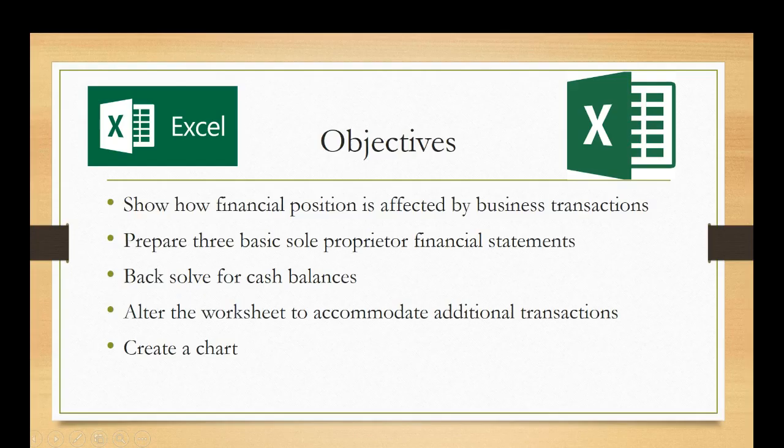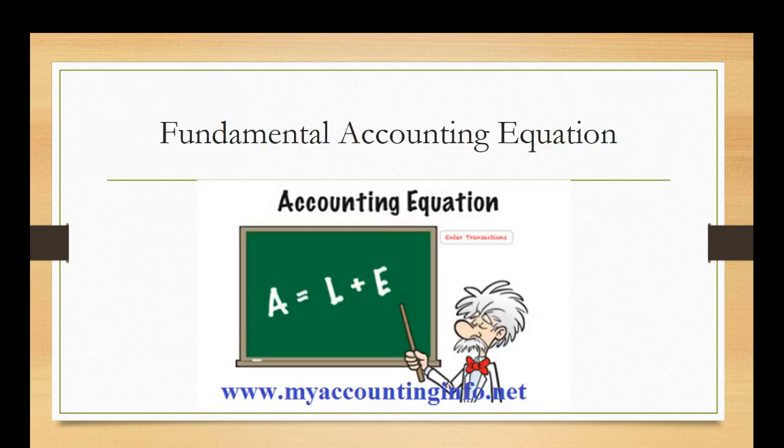As you will note, the objectives of this problem are to show how financial position is affected by business transactions, to prepare 3 basic sole proprietor financial statements. We'll be solving for cash balances. We will learn to alter the worksheet to accommodate additional transactions. And of course, as with every problem, you'll be creating a chart.